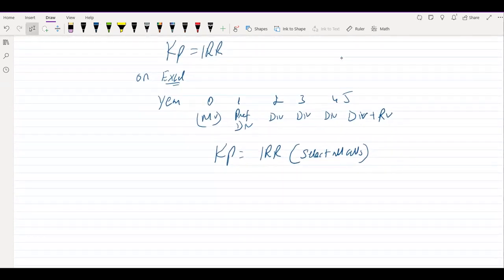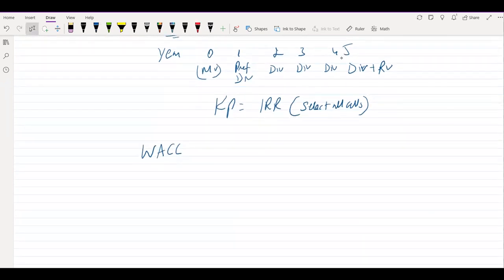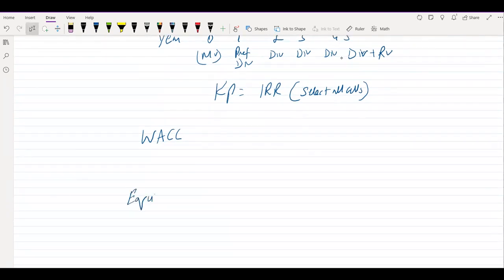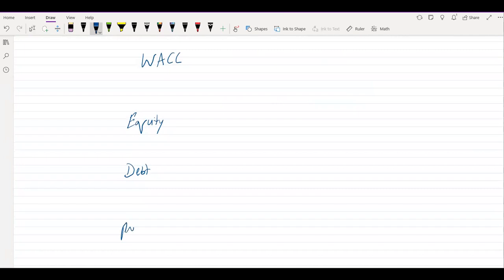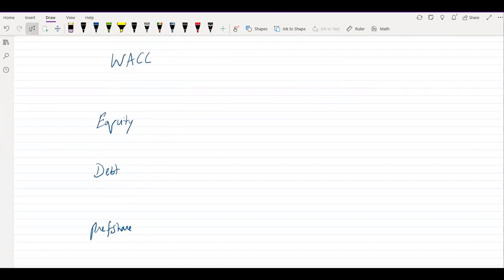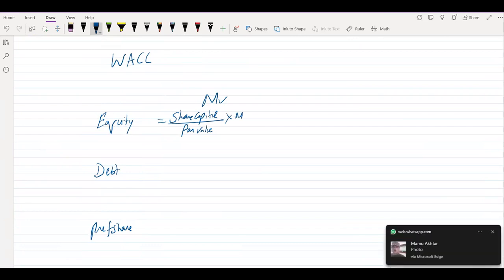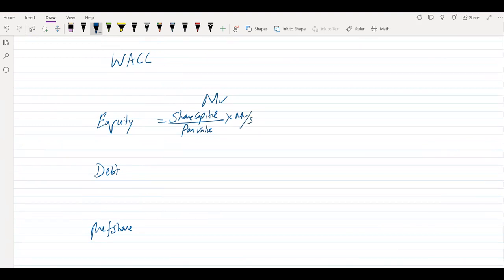And then you will calculate the WACC. In WACC, first of all, calculate the market values of all sources: equity, debt, preference share. How to calculate the market value of equity? Calculate the number of shares by dividing share capital over par value, into market value per share.